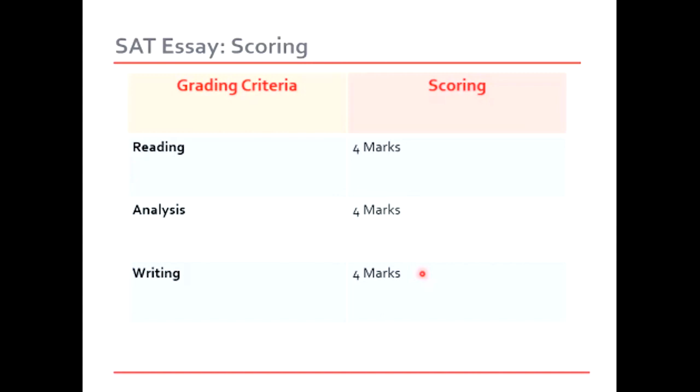So what happens over here is that usually your essay is actually graded by 2 examiners. So then the average of the grading done by the 2 examiners is what your score is like. So your score is supposed to be out of 12, but because 2 examiners are checking it, it's out of 24. So this is the grading criteria and the scoring on the SAT essay.